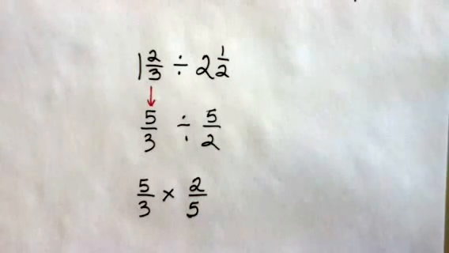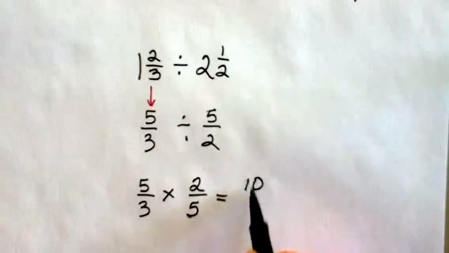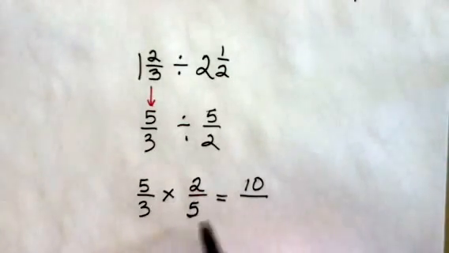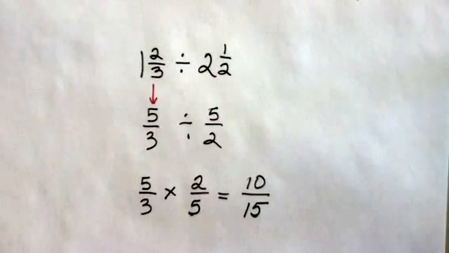Then we multiply straight across. 5 times 2 is 10. 3 times 5 is 15. And I need to make sure that my fraction has nothing in common. Is there any number that both 10 and 15 can be divided by?